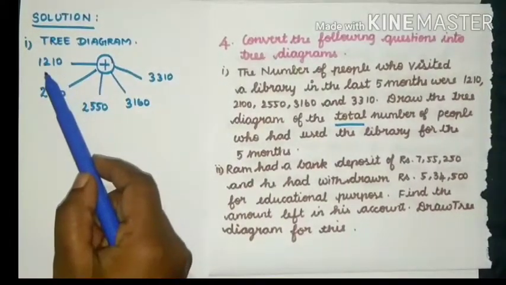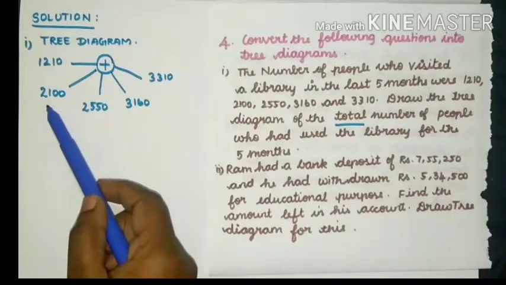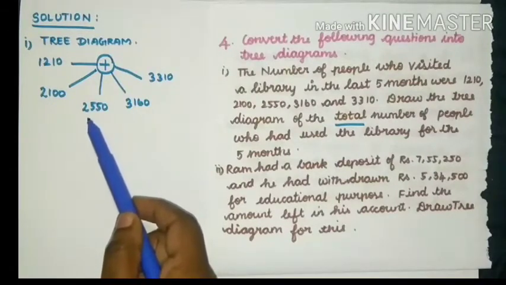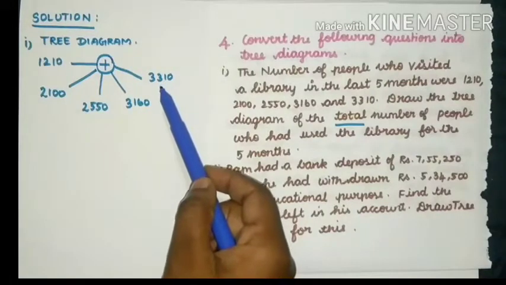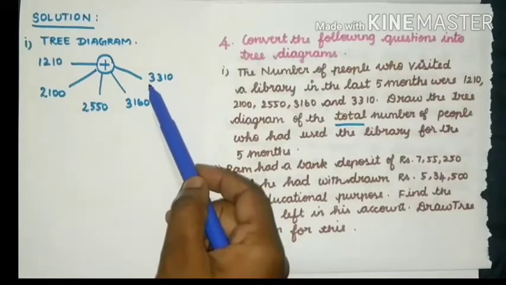In the first month, 1210. Second month, 2100. Third month, 2550. Fourth month, 3160. And in the fifth month, 3310 people visited.